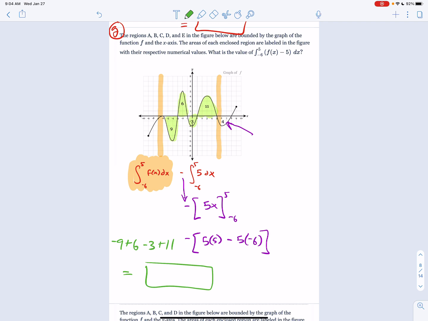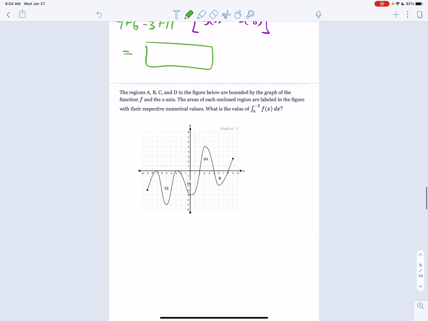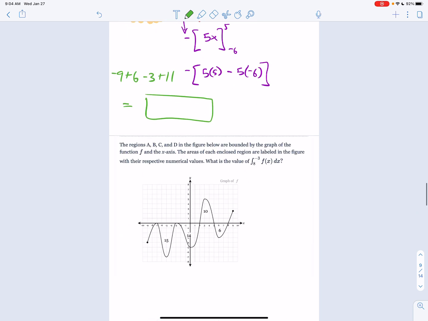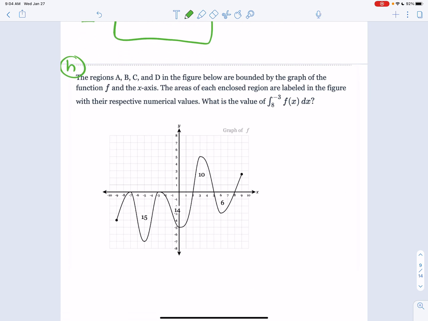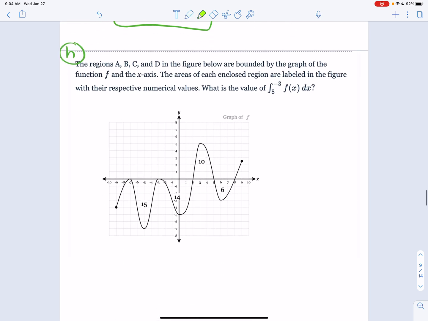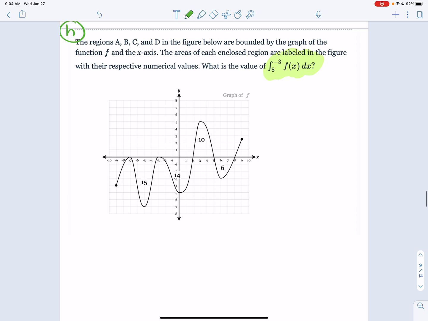How's it get a little bit different? So here we go. Rapid fire. I'm going to go through these pretty quickly. Part H. We're finding the integral of f of x dx from 8 to -3. Try this out on your own if you'd like. So here we're finding the integral of f of x dx from 8 to -3. Something's weird about that. If you notice, the bounds are backwards.